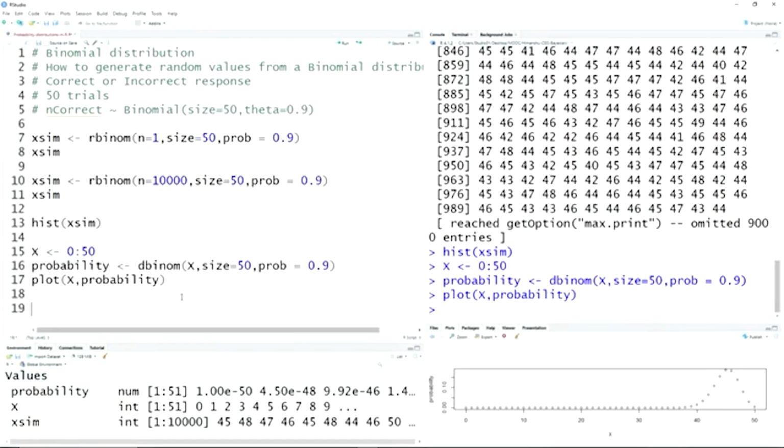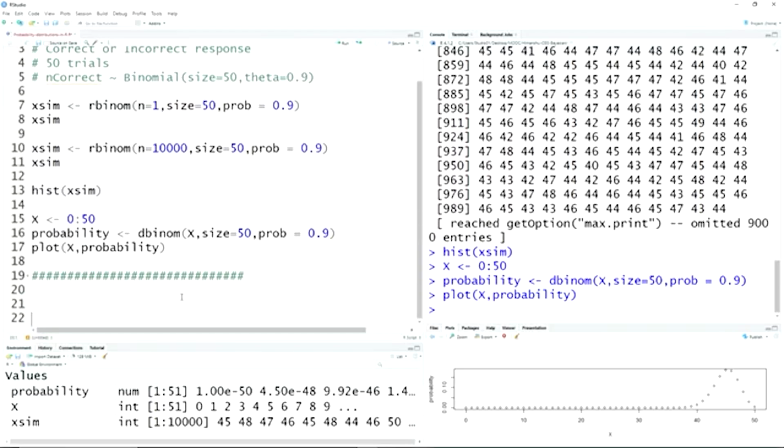All right. So this was for a binomial distribution. By the way, the function I have used here to draw the graph of the probability mass function is the d binom function. This is different from r binom. Using r binom, you generate random values from a binomial distribution. Using d binom, you calculate the probability mass or probability density of a given value of the random variable. So that's the difference.